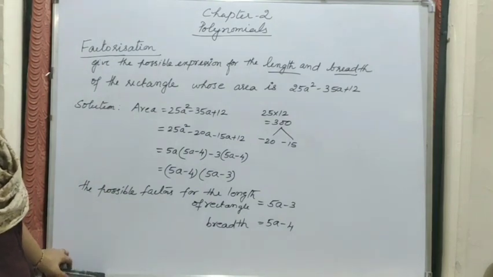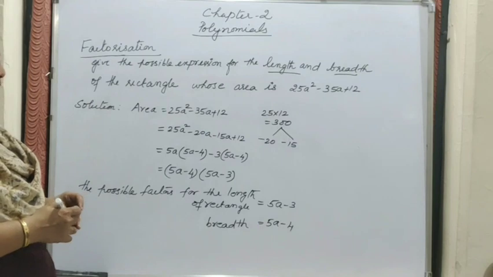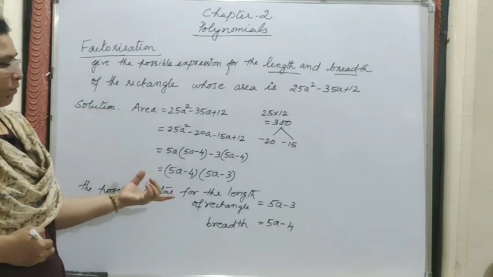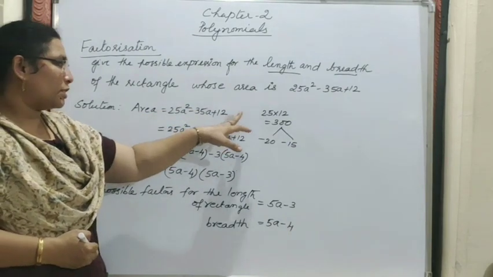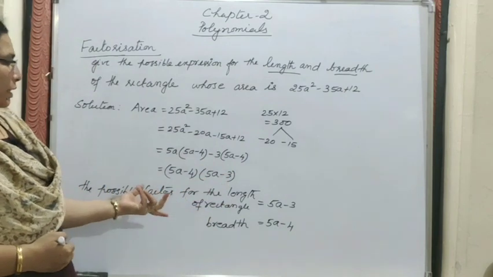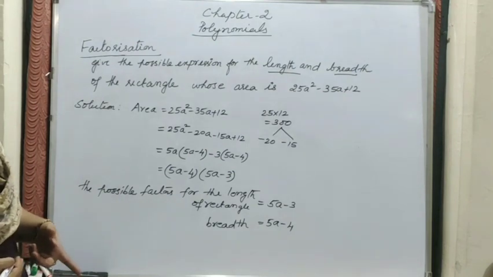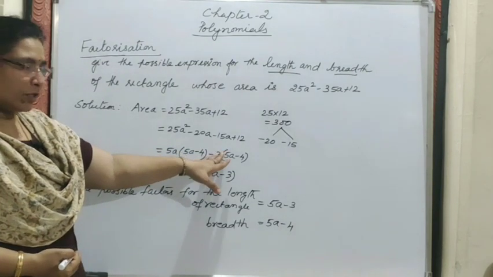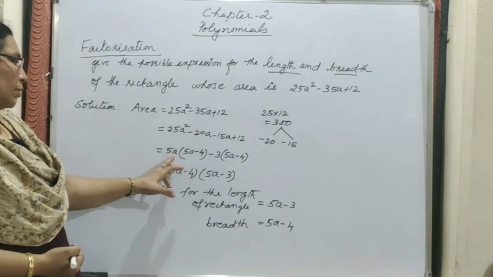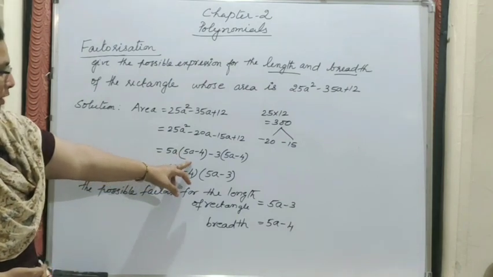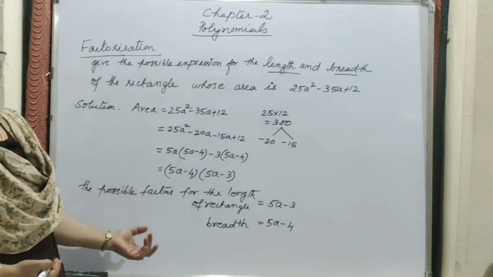Now I'll repeat once again. What is the question? The rectangle's area is given: 25a square minus 35a plus 12. Since the square term is only one, we are going for the splitting middle term method. We take the coefficient of a square, 25, multiplied by the constant, which is 300. Now we select two factors whose sum is minus 35 and product is 300. We understood that it is 20 and 15. So we split the middle term into minus 20a minus 15a. Now we take the common factor, which is 5a. What is remaining here? 5a minus 4. Again for the remaining two terms, the common factor is minus 3 into 5a minus 4.